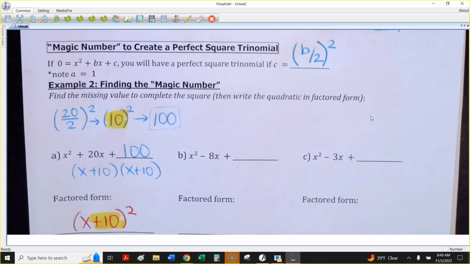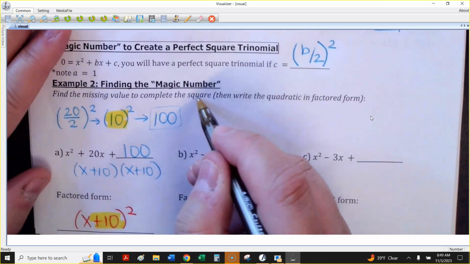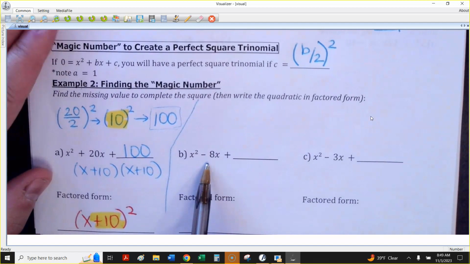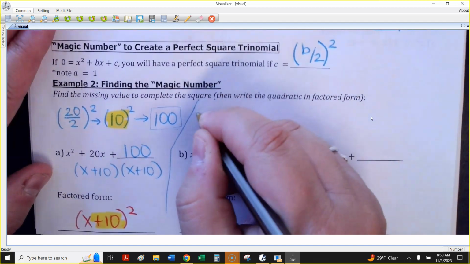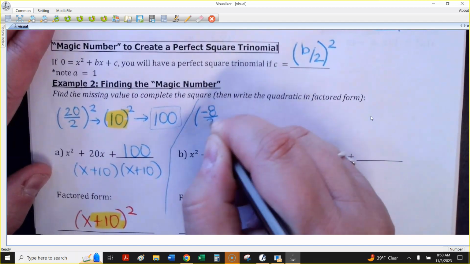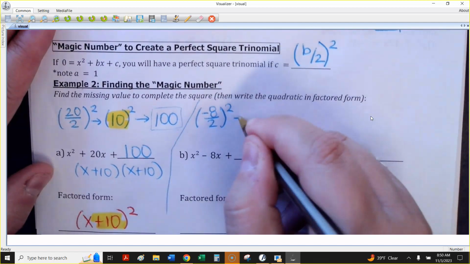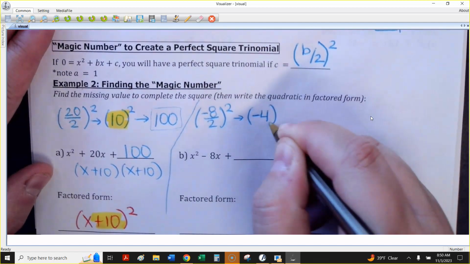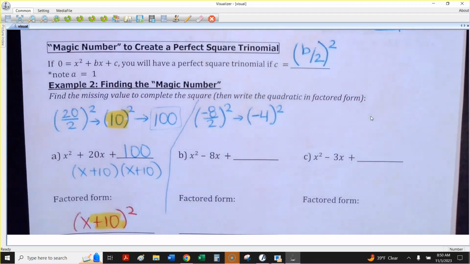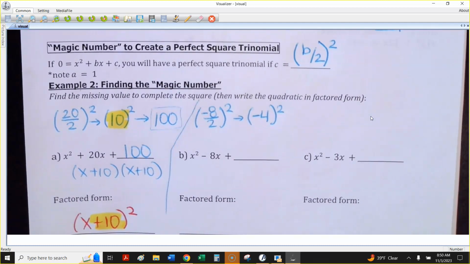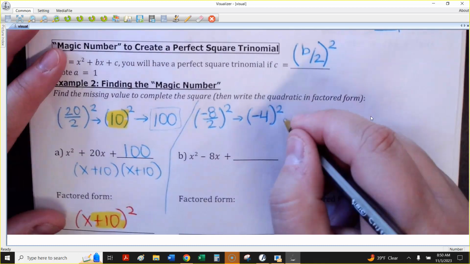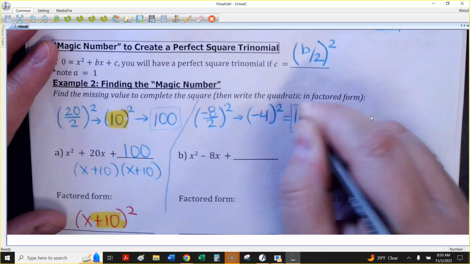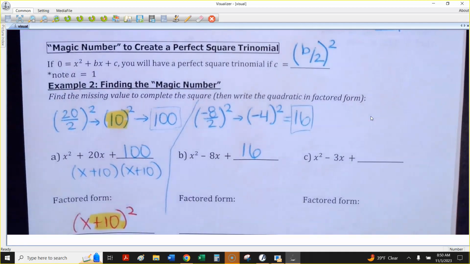All right, let me show you this next one because this was positive, right? This b value is negative 8. So I'm going to do my b value, negative 8, divided by 2 squared. Now, negative 8 divided by 2 is negative 4. Whenever you do these problems, you're always going to square the number to get the value to add. It will always be a positive number that you add to both sides of the equation when we actually have an equation. So negative 4 squared is positive 16. That's the number that you would use to complete the square.